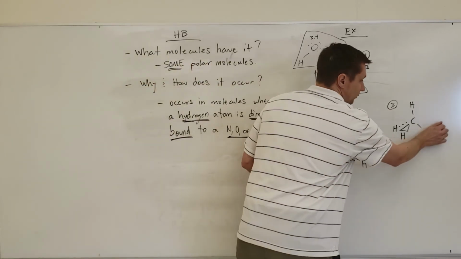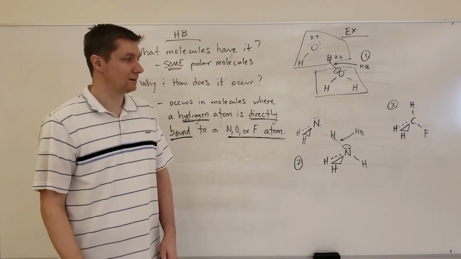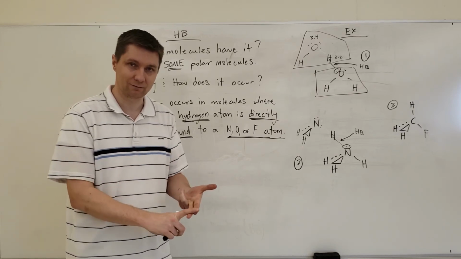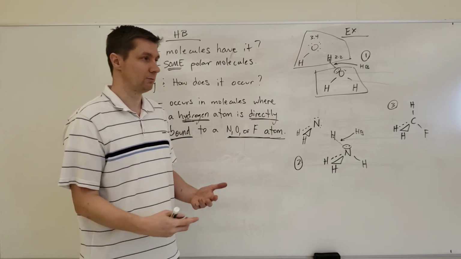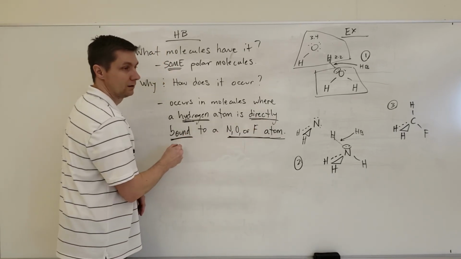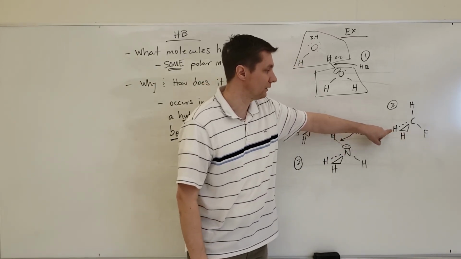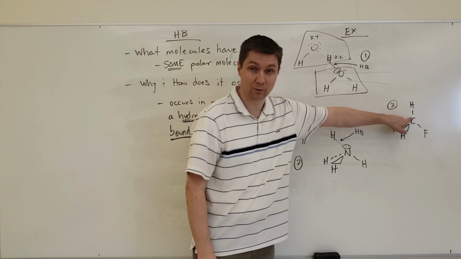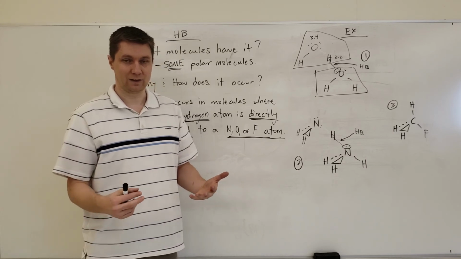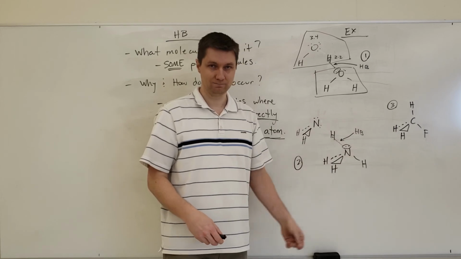Another one that kids will often make a mistake at is they'll see a molecule like that that's got a fluorine in it. And so, hey, it's got hydrogen and it's got fluorine in it, that's got to have hydrogen bonding. But again, this doesn't fit this definition here where the hydrogen has to be directly bonded to the fluorine atom. It's not directly bonded to it. The hydrogens are all directly bonded to the carbon. And so because it's not one of these three, it doesn't fit that description of a hydrogen bond, and therefore that molecule will not exhibit hydrogen bonding.